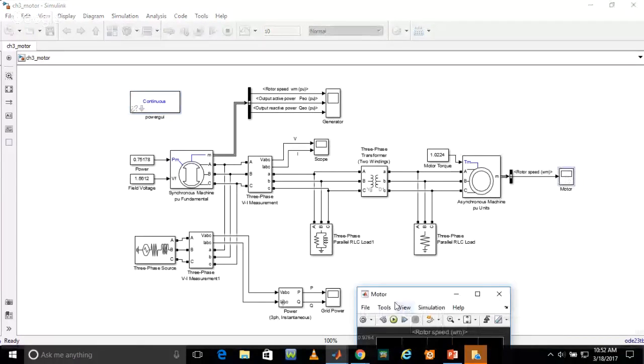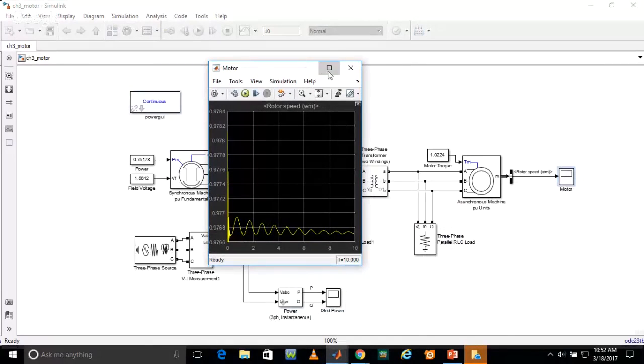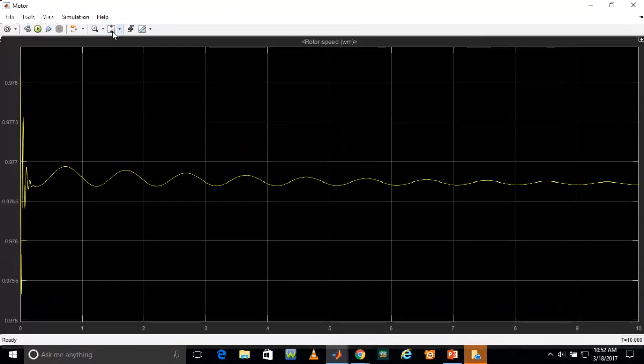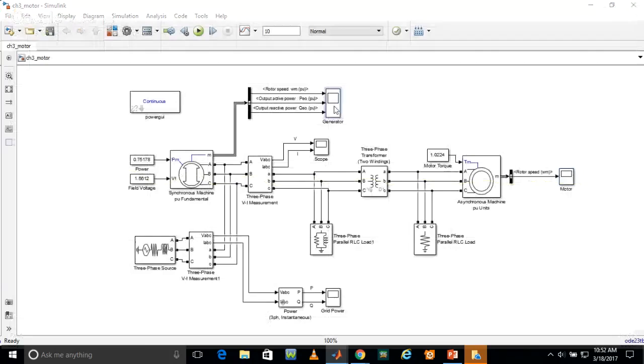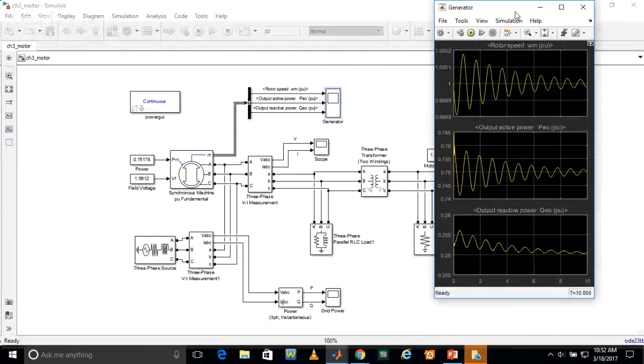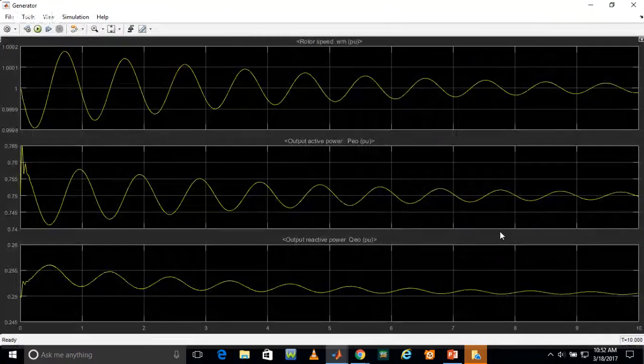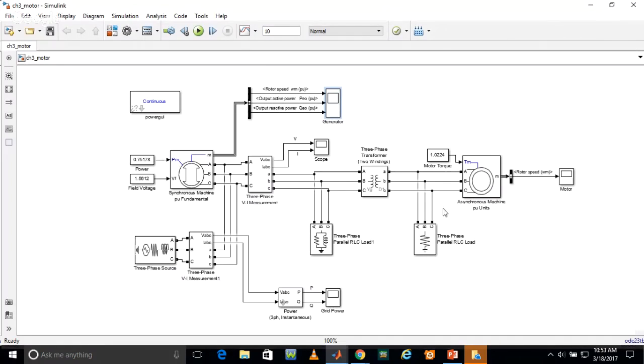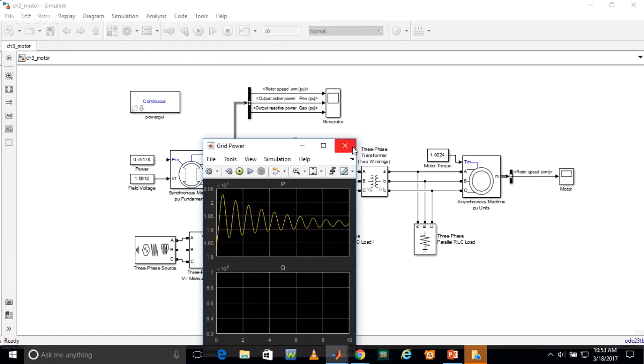So these are the motor parameters. Only speed is there, and it's around 0.97655. This is the output active power and reactive power provided by the synchronous machine, and its speed, how it's varying with respect to load, and similarly the amount of power that is delivered by our swing bus.